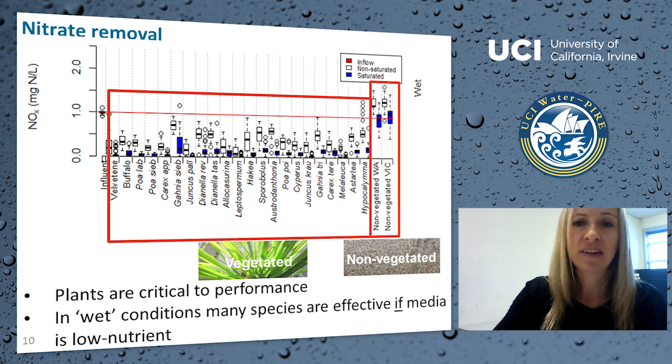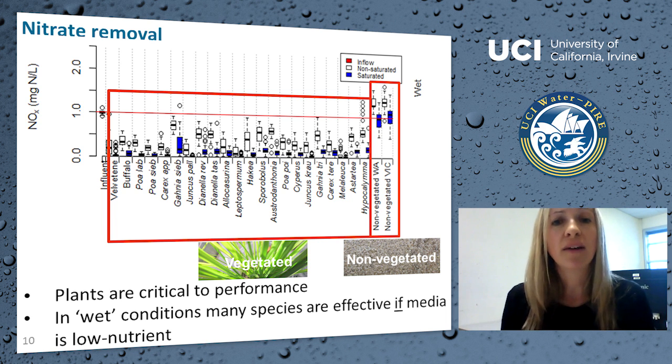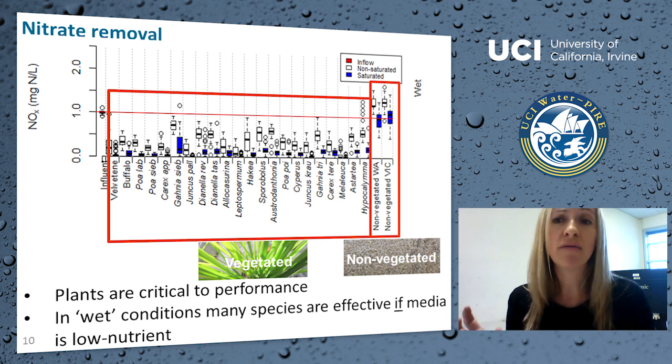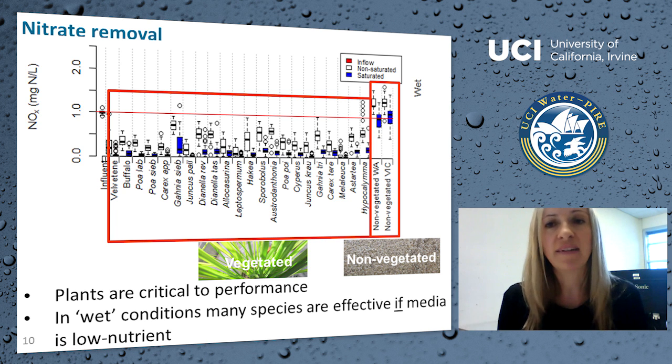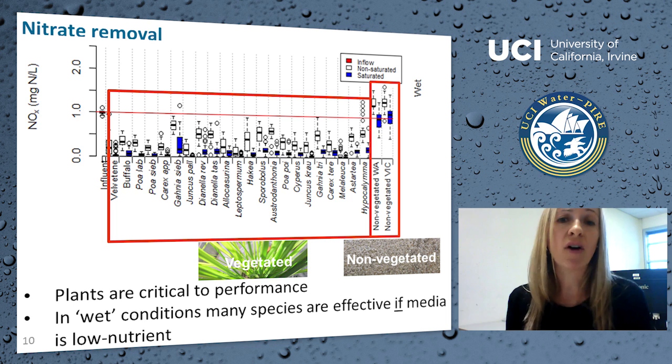And if you just click to highlight, the results really show that all plant species we tested were relatively effective at reducing concentrations of nitrate compared to the non-vegetated controls. So you can actually see some nitrate production from these non-vegetated controls, indicating that nitrification is occurring in these systems. So it really highlights the importance of including plant species in these systems.